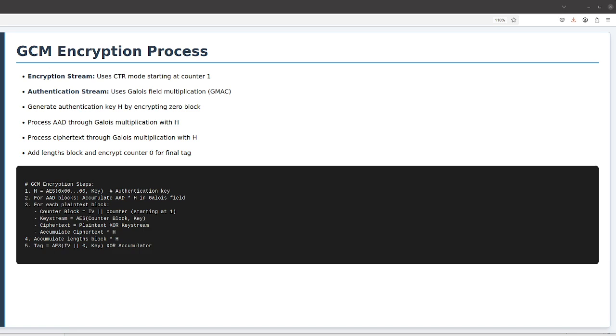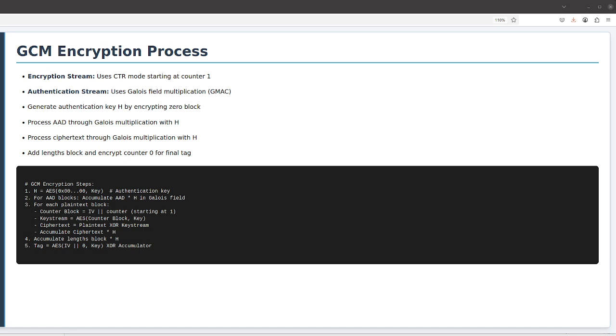Notice we start at 1, not 0, because counter 0 is reserved for a special purpose in authentication. You encrypt this counter block with AES and your key to get a keystream block. You XOR the keystream with your plaintext to get ciphertext. You increment the counter and repeat for each block of plaintext. The authentication stream runs in parallel.